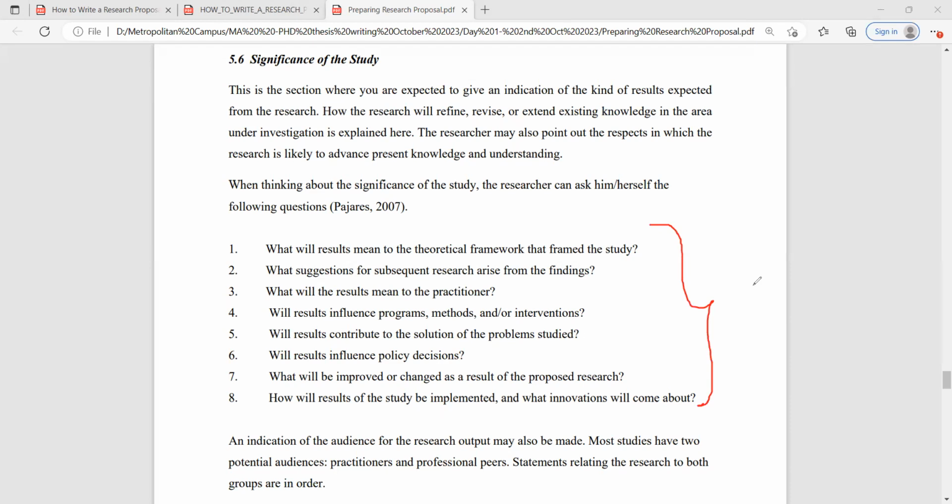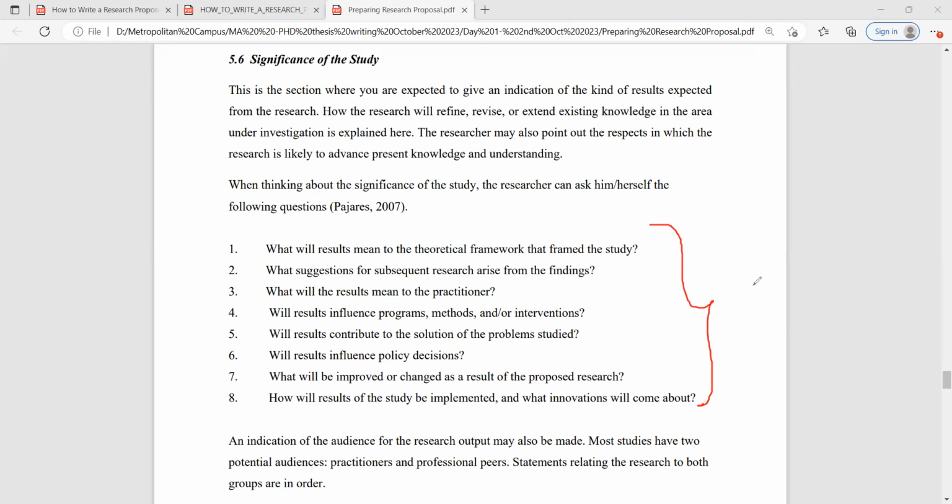What will the results mean to the practitioner? Will results influence programs, methods, or any other thing? And what is your contribution? Will results influence policy decisions? What will be improved or changed as a result of the proposed study?